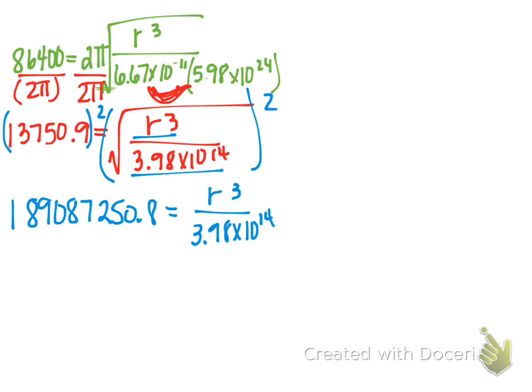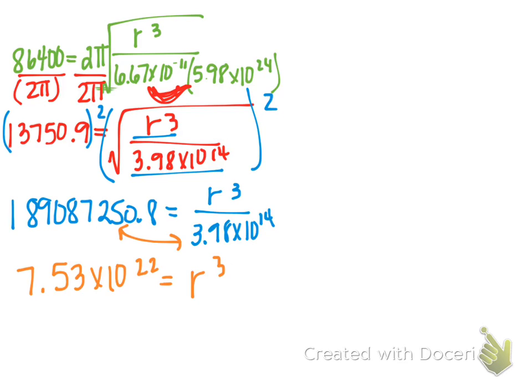From there, I want to get r by itself. So my next step is going to be to multiply these two values together. I'm going to take this value that's already in my calculator and multiply it by 3.98 E14. That gives me a value of 7.53 times 10 to the 22nd equals r cubed. Again, this value could be a little different depending on how you round, but essentially we want to be at about 7.5 times 10 to the 22nd, somewhere in that range.